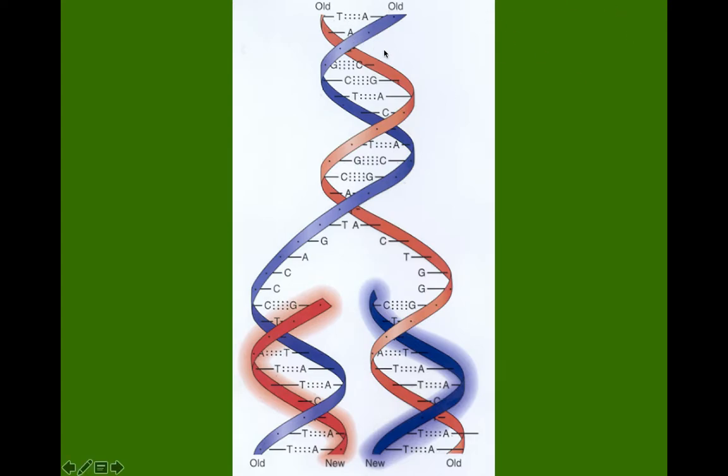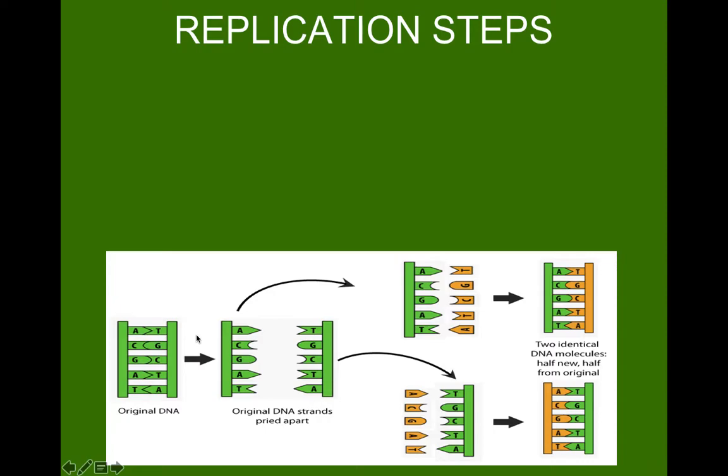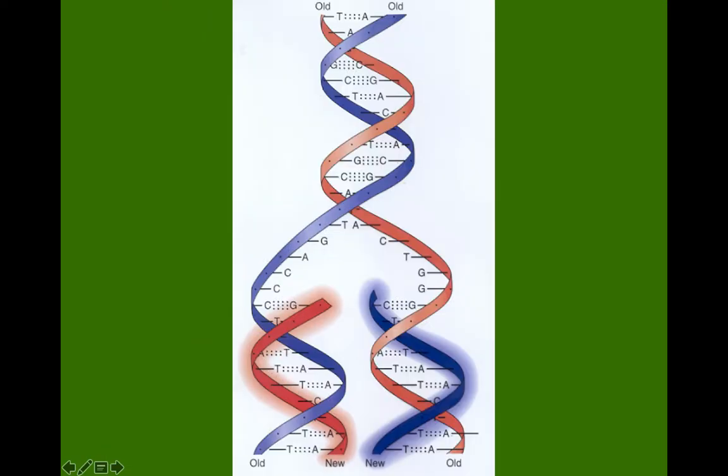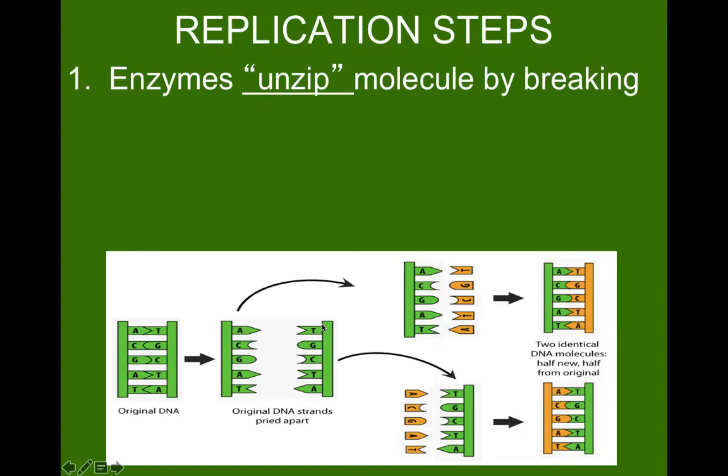So the old strands here, you've got the old blue and the old red, and you can see here it separates. And so now I have a new red and a new blue that is forming. So now I'm going to have two new strands of DNA formed from the single old strand of DNA. All I have to do is separate and start matching up those bases.